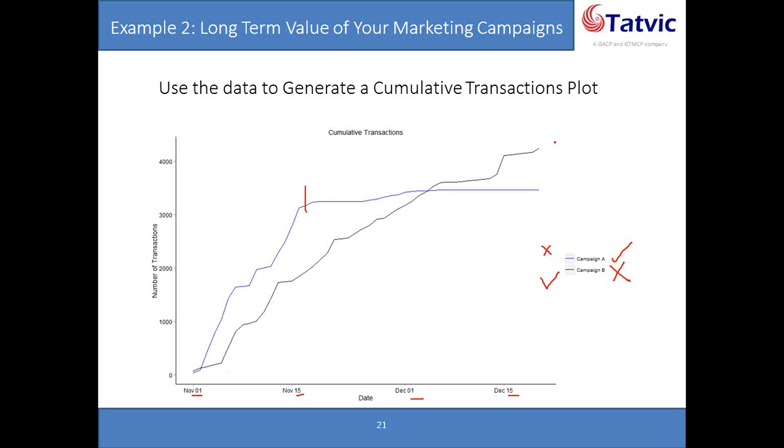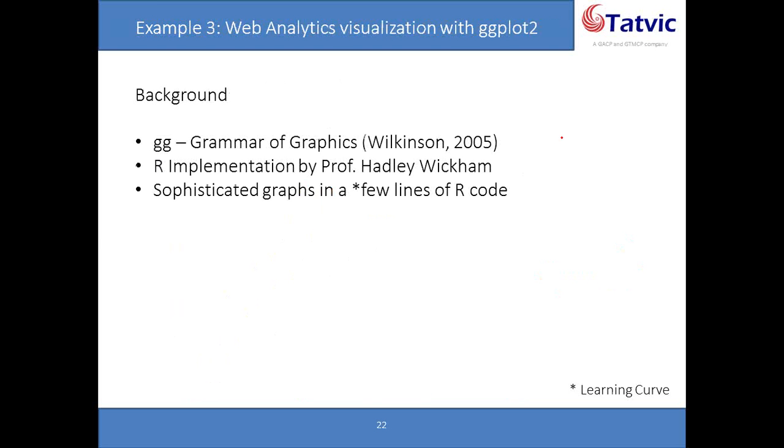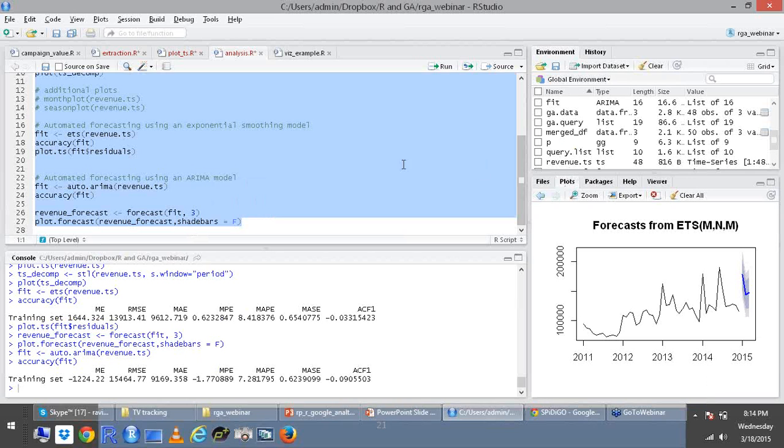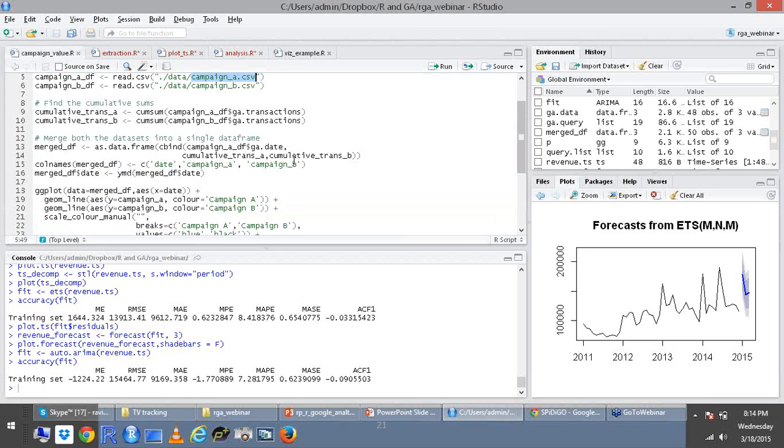Campaign B produces users who transact over a period of time, which is a far stronger campaign because it produces cumulative transactions. So this is another example to understand the long-term marketing campaign value. Let me show you quickly how you can do it.